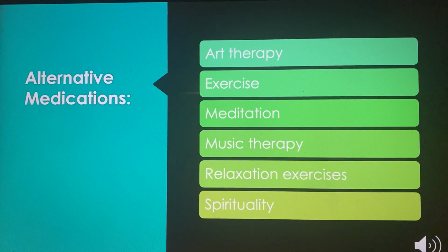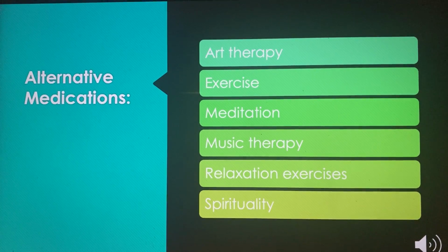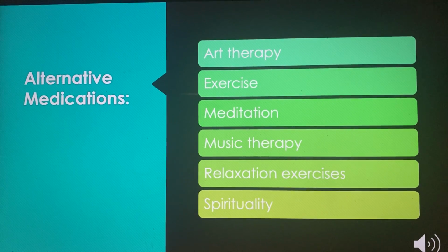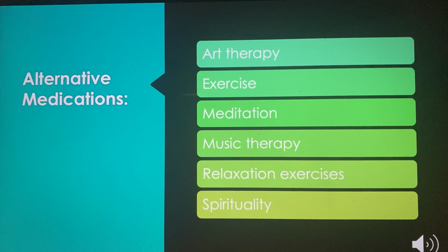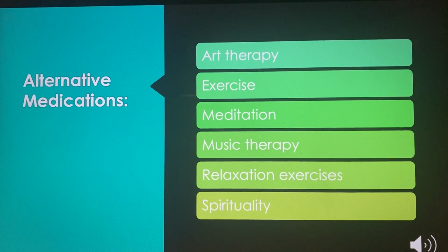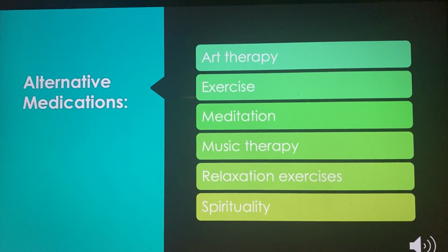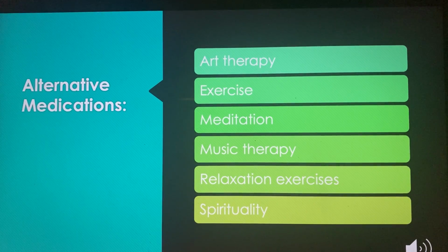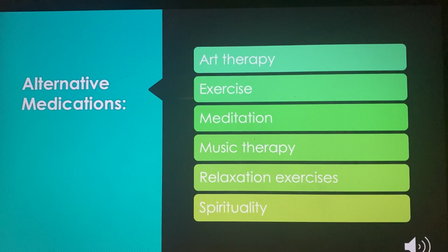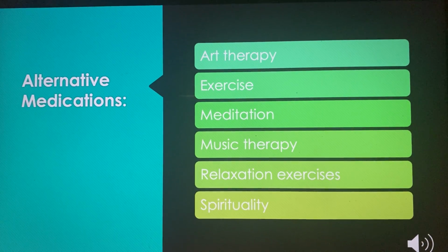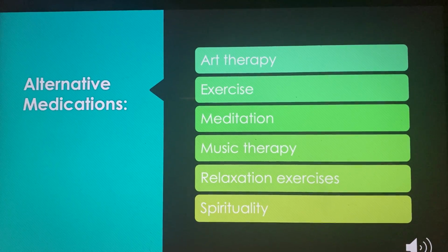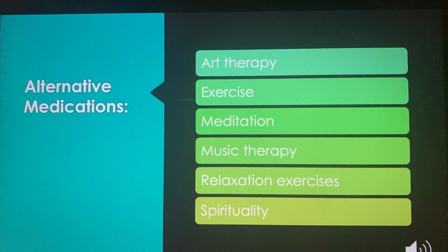Sometimes, though, alternate medications and therapies are needed, such as art therapy, exercise, meditation, music therapy, relaxation exercises, and then spiritual therapies, such as going to church. Support groups might be necessary here, just to get the person's emotional status up and distract them a little bit from what is going on, especially with children. This is a very, very important therapy and alternate route to take with the children.